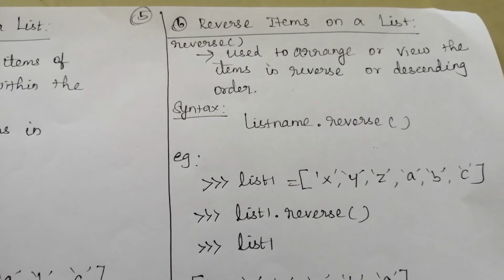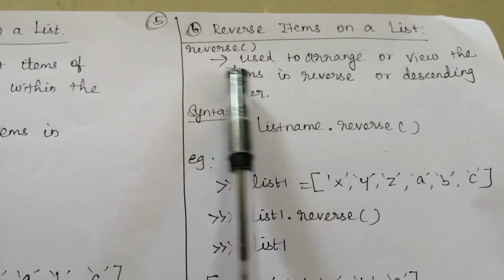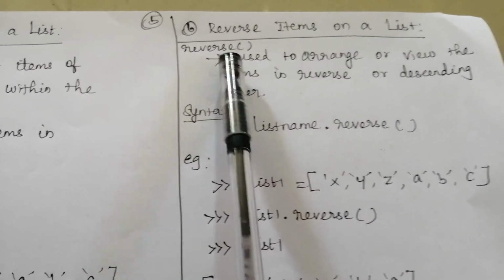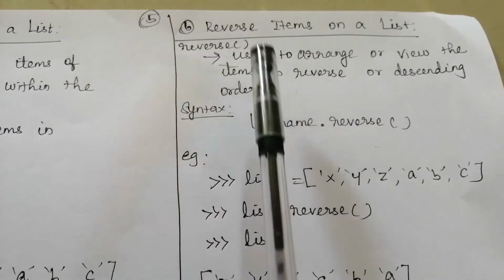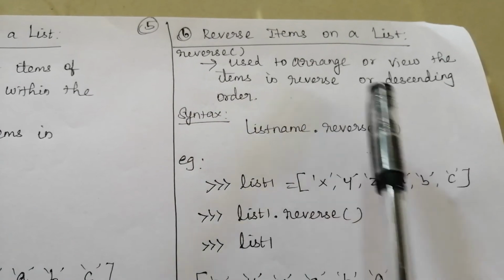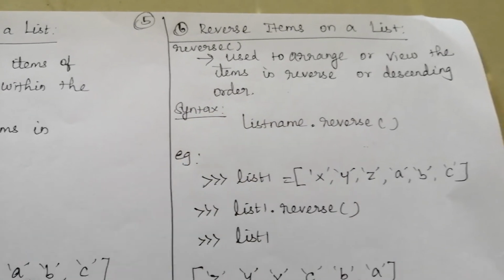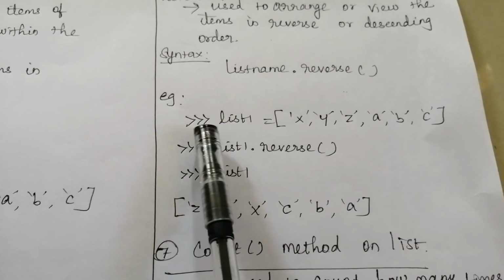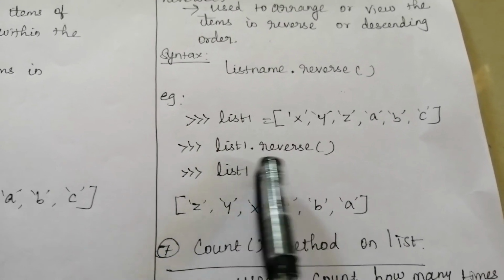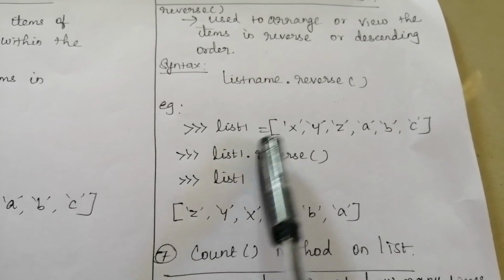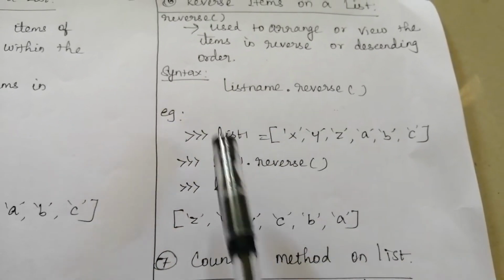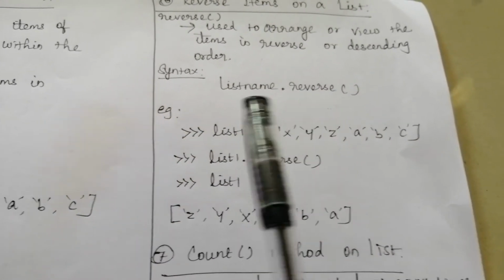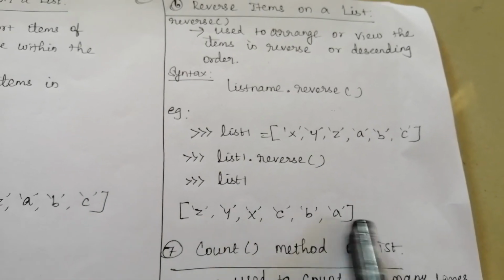So next you can see the reverse of items. For that we have the built-in reverse method, which is used to arrange or view the items in reverse. It means that it displays output in descending order. This is the syntax, list name dot reverse. This is the list I created, list1 dot reverse. So first it performs a sort operation and then it performs the reversing, so it displays the output in descending order.